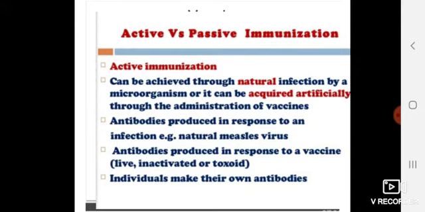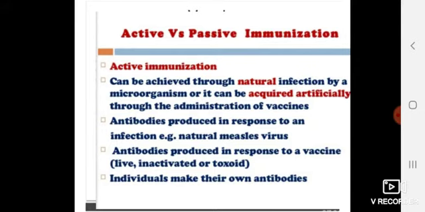Active immunization can be achieved through natural infection by a microorganism, or it can be acquired artificially through the administration of vaccines. Two types we can do: one is naturally, where our body develops it, or artificially. Anyway, the body develops the capacity to fight against any infections or foreign bodies. That is active immunization.